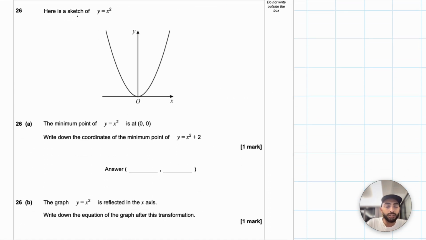Question 26. Here is a sketch of y equals x squared. It's going through the origin and it's a U-shape or a parabola. The minimum point of y equals x squared is at 0, 0. Write down the coordinates of the minimum point of y equals x squared plus 2. So this one is outside of the bracket. If it's inside the bracket, it's affecting the x coordinates. If it's outside the bracket, it's affecting the y coordinates. The new minimum point, because it's been shifted up from 0, 0, it's going to be at 0, 2.